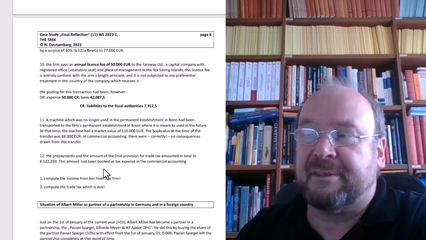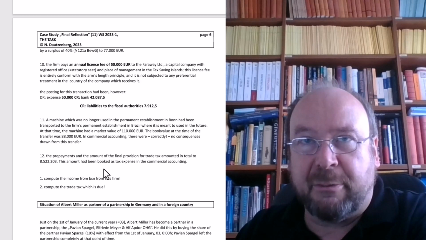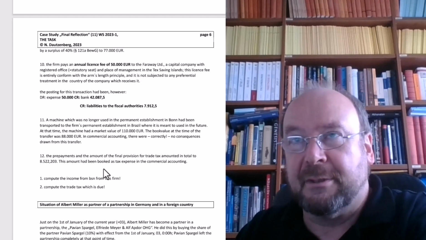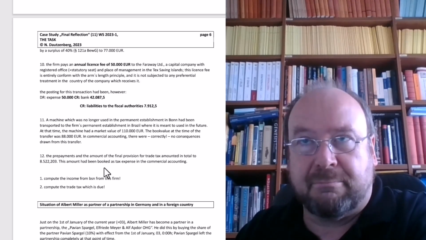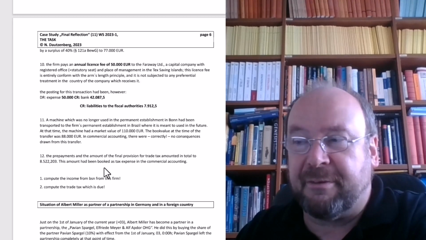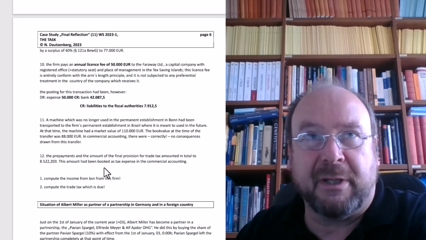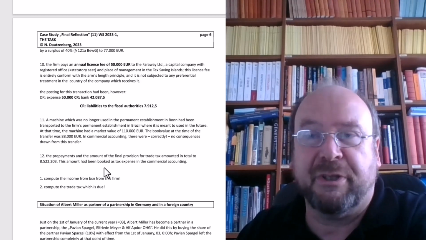Compute the income tax and compute the trade tax, naturally with giving references to every necessary part of the law and giving reasons why you apply which rule in which way.